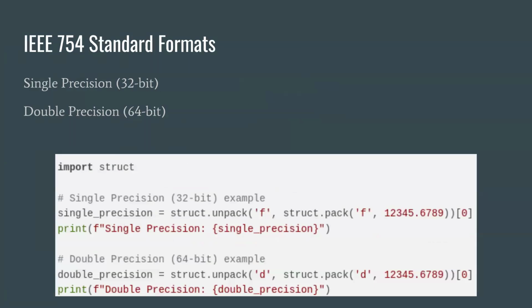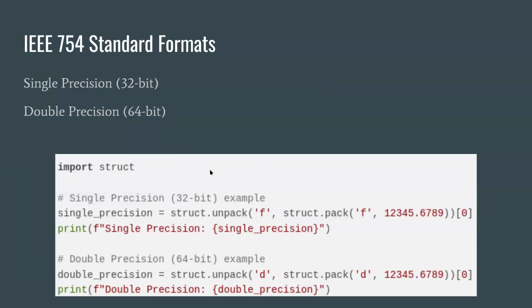The IEEE 754 standard defines several formats for floating point numbers, but the most commonly used are single precision and double precision. Single precision uses 32 bits, making it more memory efficient, while double precision uses 64 bits, providing greater precision and range. Understanding these formats is really important for working with floating point numbers in various applications.